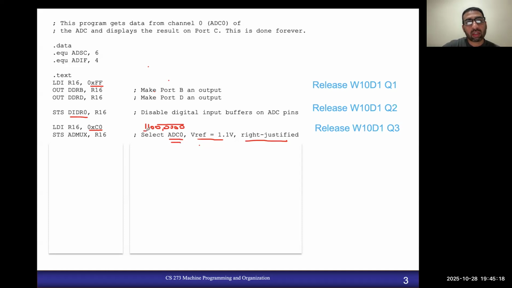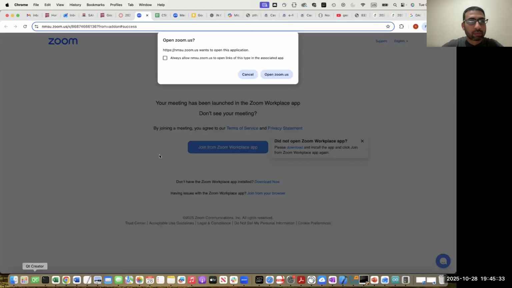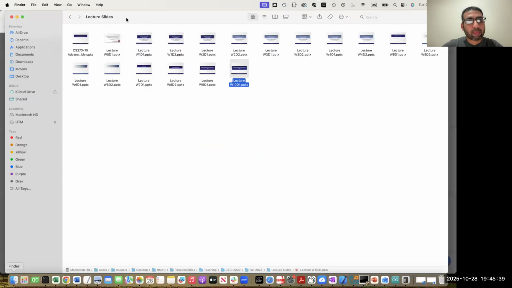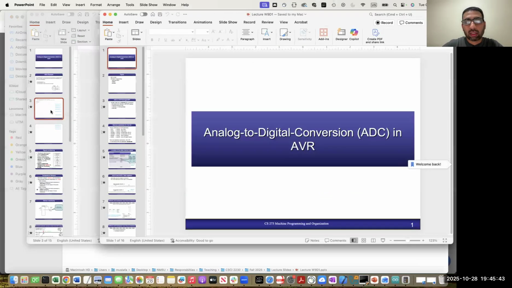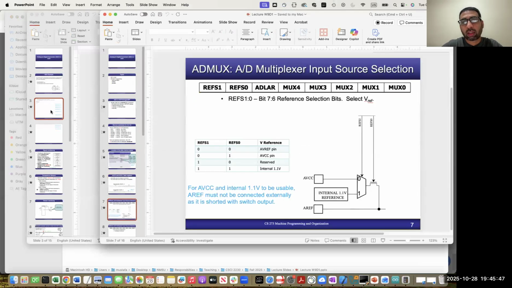The most significant bits, I need to refer to the lecture slides again because I don't remember the internal bits of the register, right? And I don't expect any one of you to remember either, right?